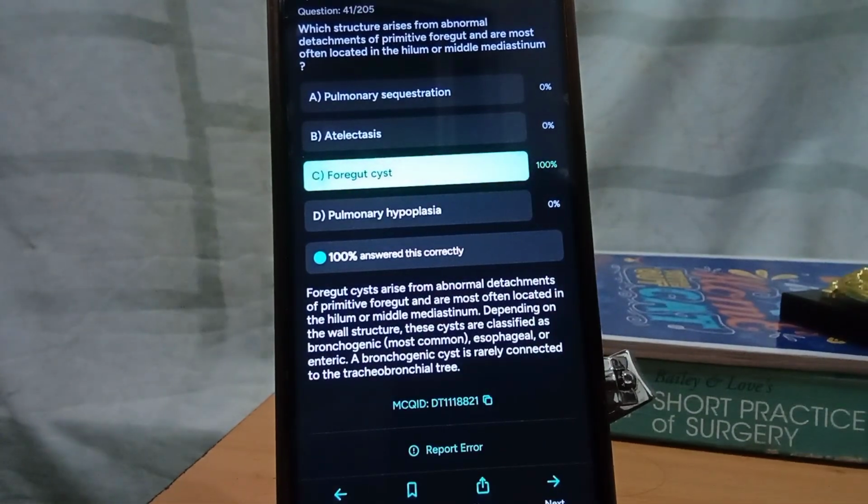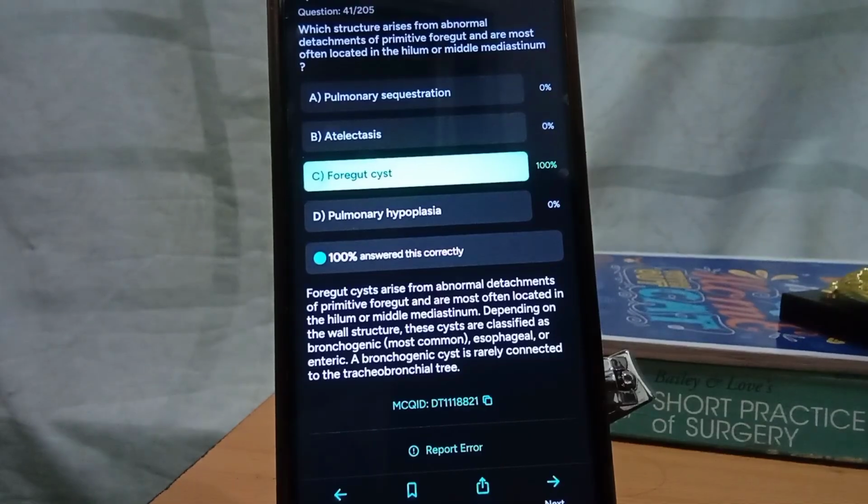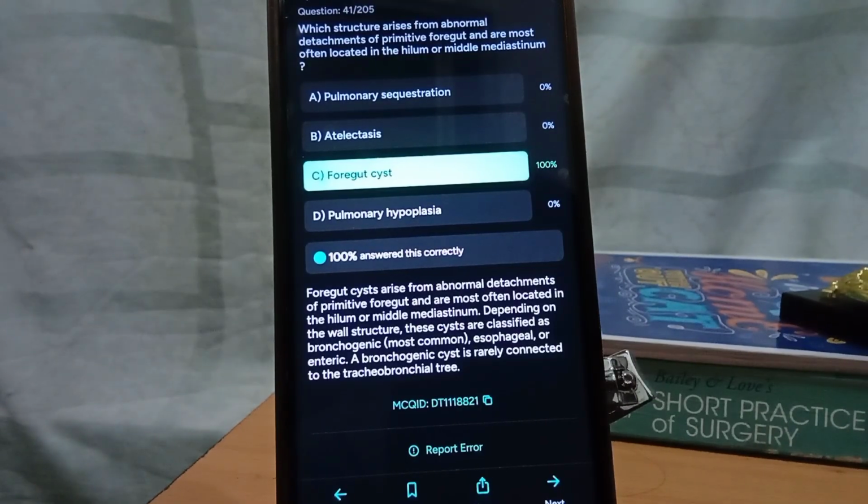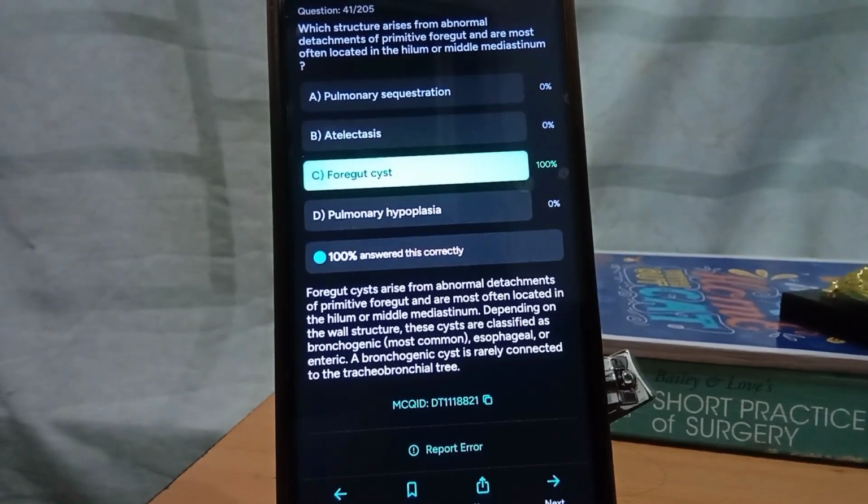Which structure arises from the abnormal detachment of primitive foregut and is most often located in the hilum or middle mediastinum? The answer is foregut cysts. They arise from abnormal detachment of primitive foregut and are most often located in the hilum or middle mediastinum. Depending on the wall structure, these cysts are classified as bronchogenic cyst, esophageal, or enteric cyst. A bronchogenic cyst is rarely connected to the tracheobronchial tree.